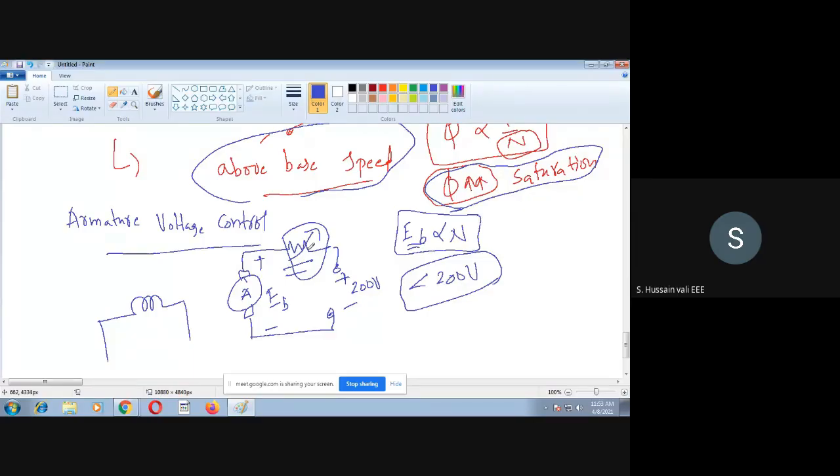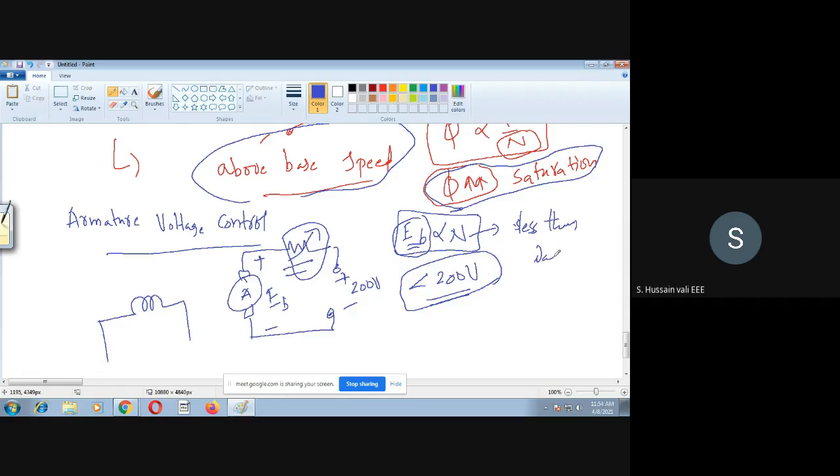So whatever voltage it takes, the remaining voltage only goes to your armature. It means the voltage going to the armature is always less than the total terminal voltage. When it is always less, then EB is always less than its actual value. So the speed is also always less than its base value.